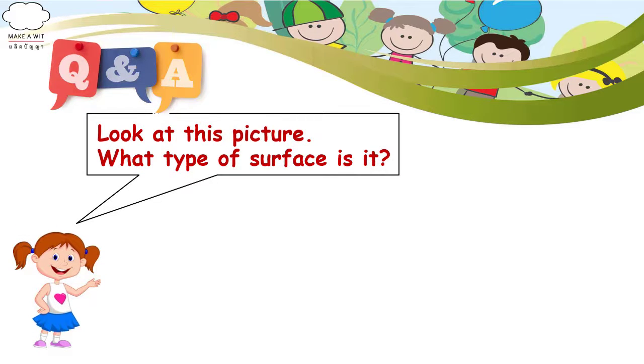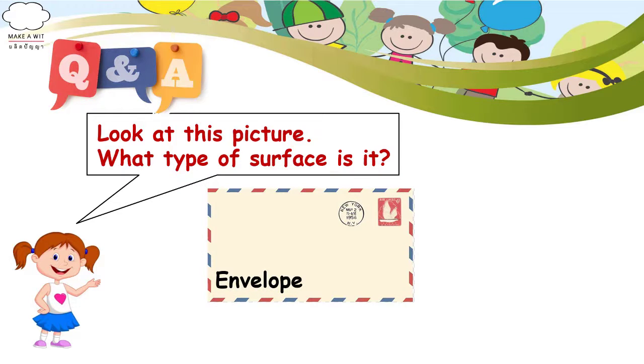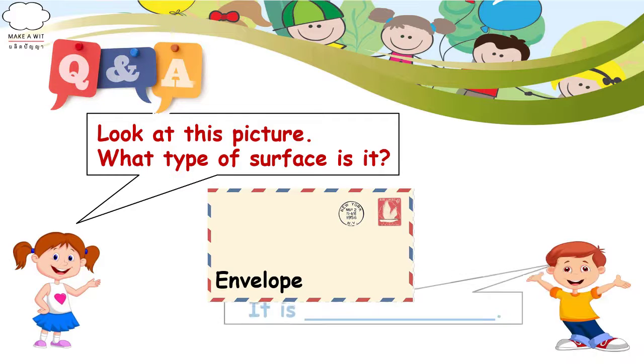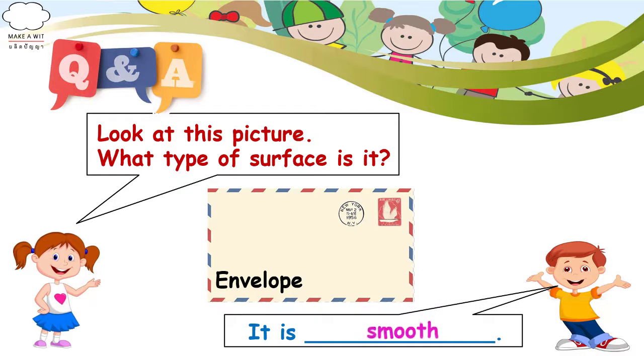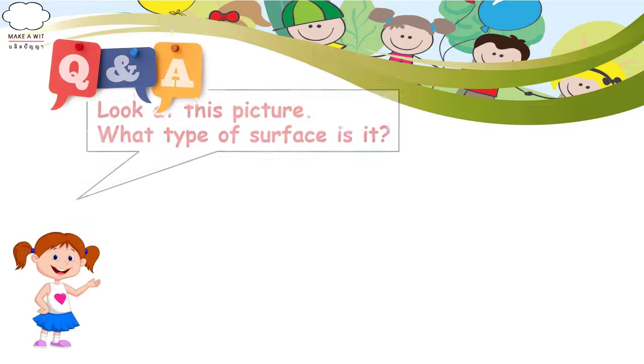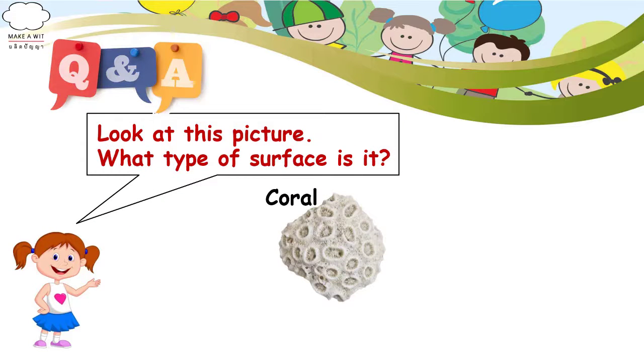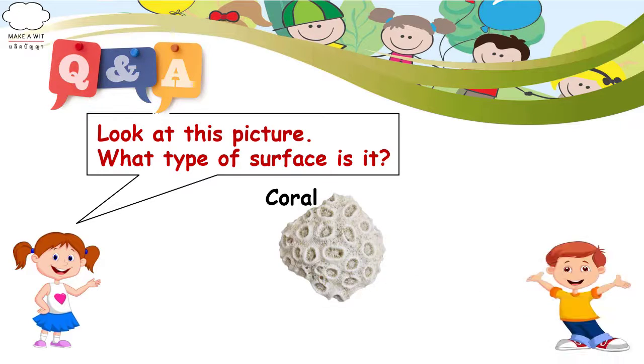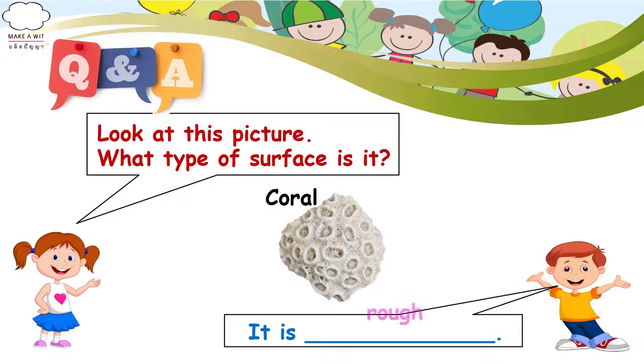Look at this picture. What type of surface is it? This is the envelope. What is the type of the surface? It is smooth. Again, it is smooth. What type of surface is it? This is a coral. It is rough. It is rough.